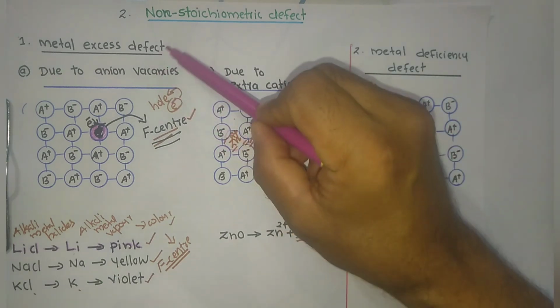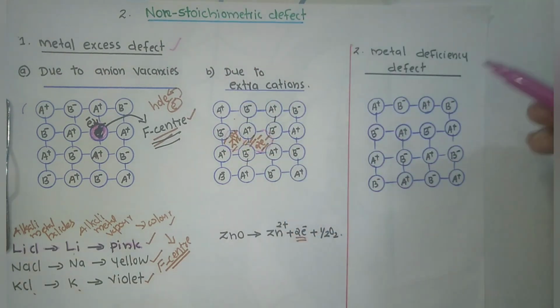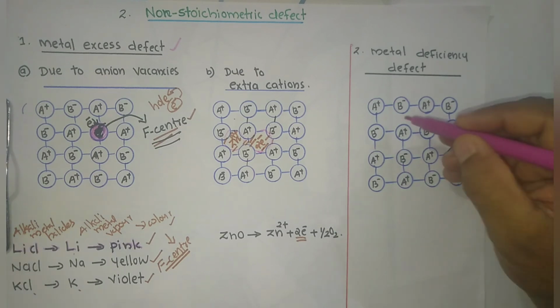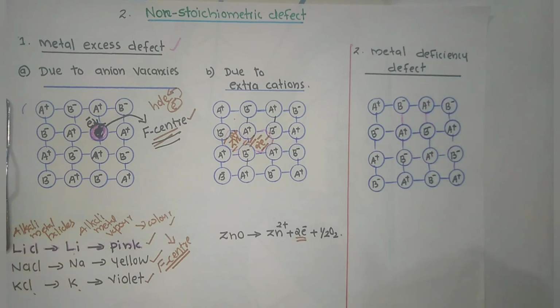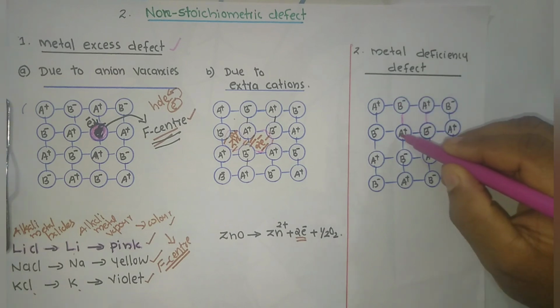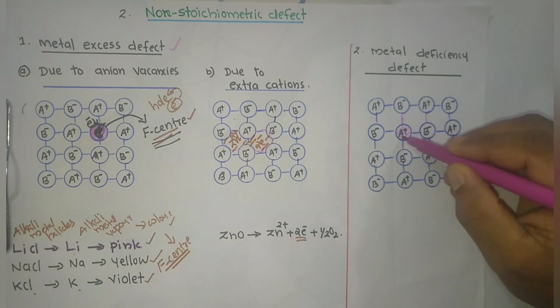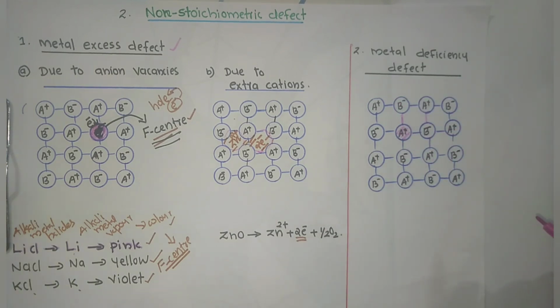First one, metal excess defect. Then second one, metal deficiency defect. This metal deficiency defect arises due to the missing of cation from the lattice site.